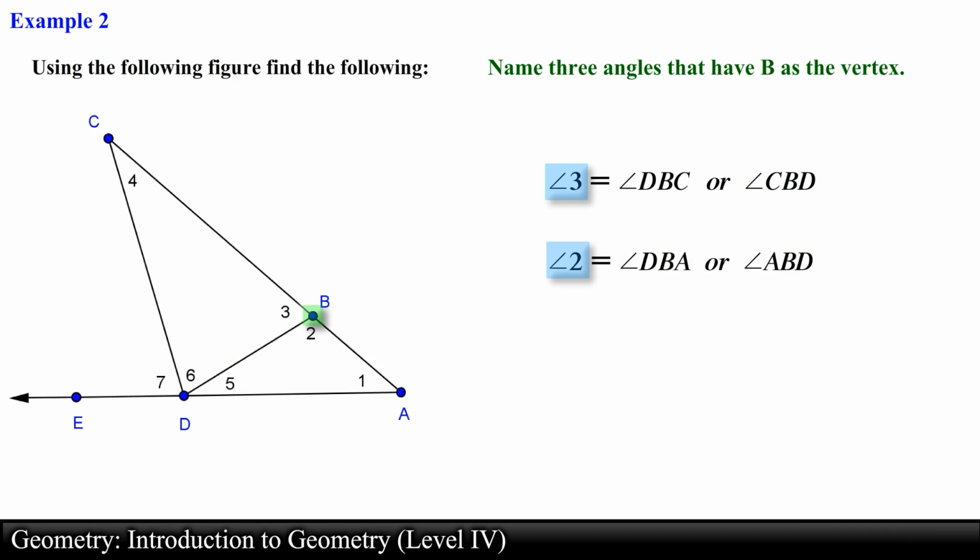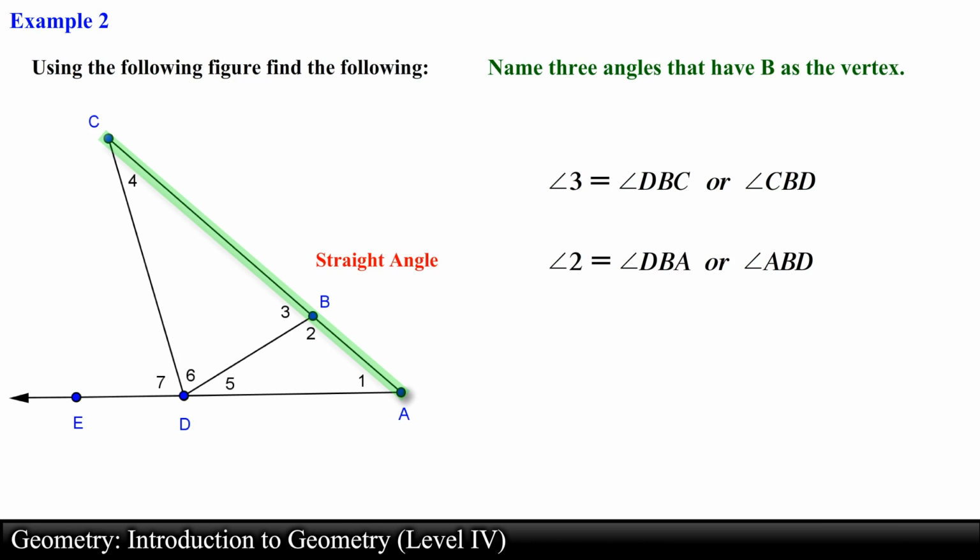It seems that these are all the angles, but the problem is asking us to name 3 angles. We already found 2 angles. Now it's just a matter of finding one more angle that has B as the vertex. At first, it might be hard to see, but the third angle is formed by point C, point B, and point A. This angle is usually referred to as a straight angle.